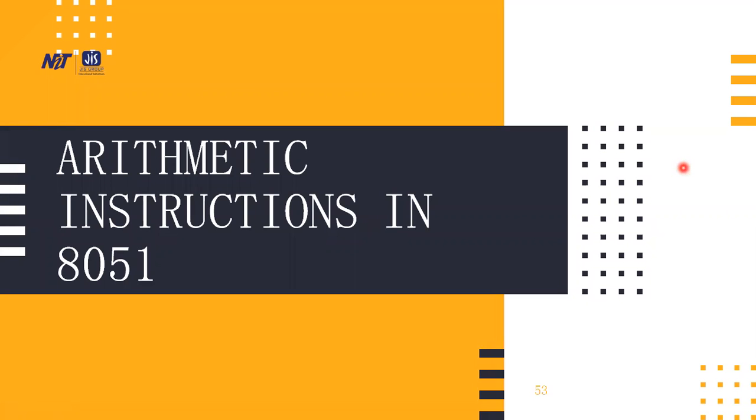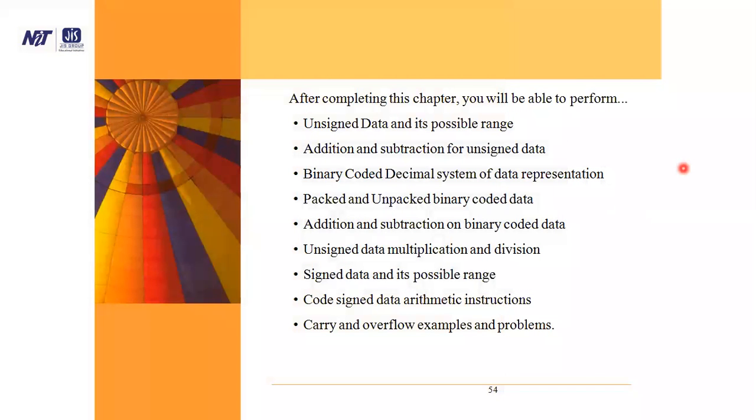Arithmetic instructions in 8051. After completing this chapter, you will be able to understand unsigned data and its possible range, addition and subtraction for unsigned data, the binary coded decimal system of data representation, packed and unpacked binary coded data, addition and subtraction, unsigned data multiplication, signed data and its possible range, the sign bit, arithmetic instructions, carry and overflow examples.